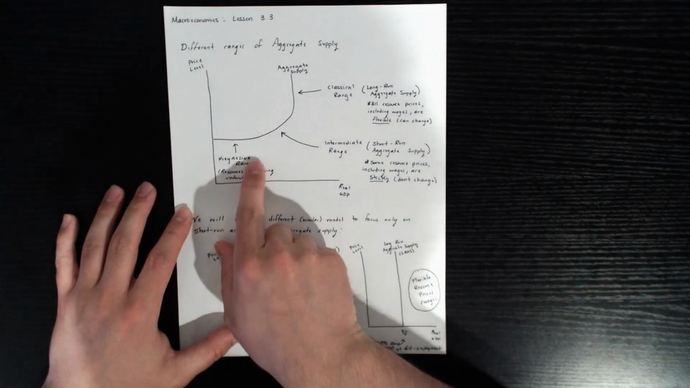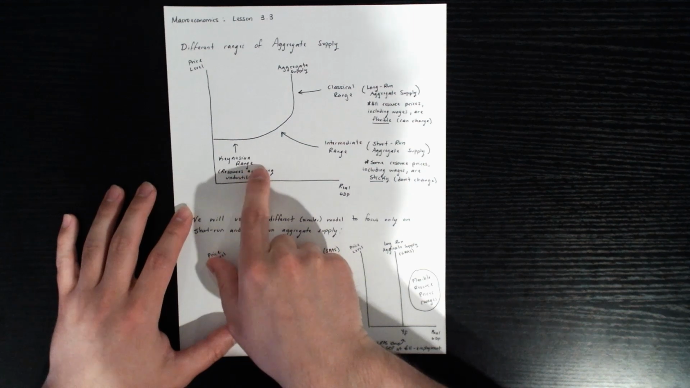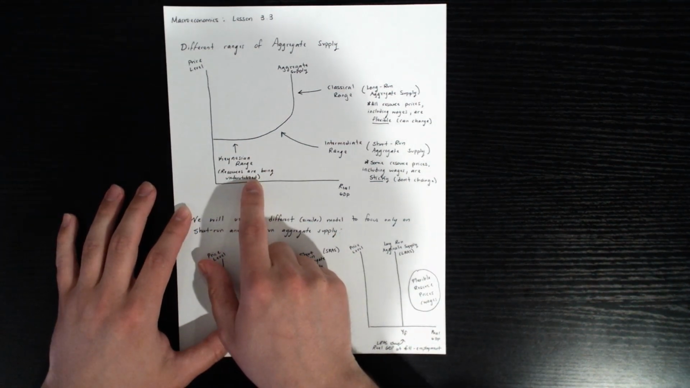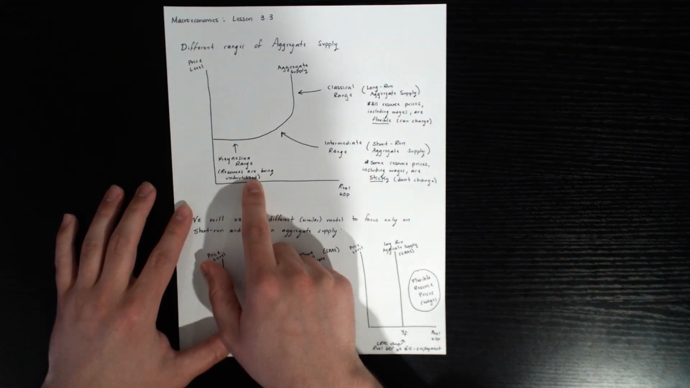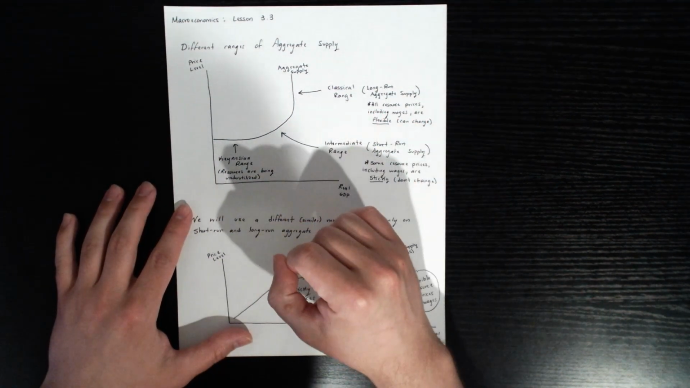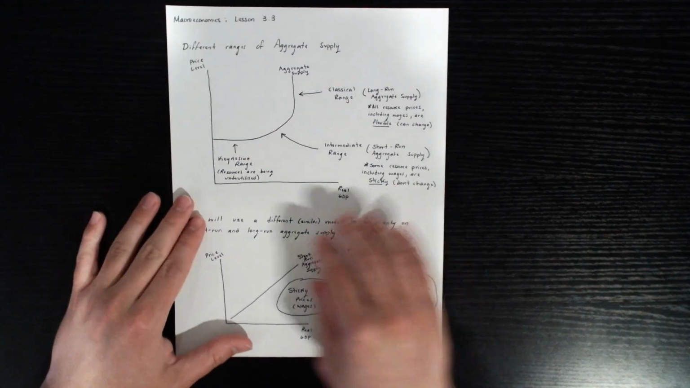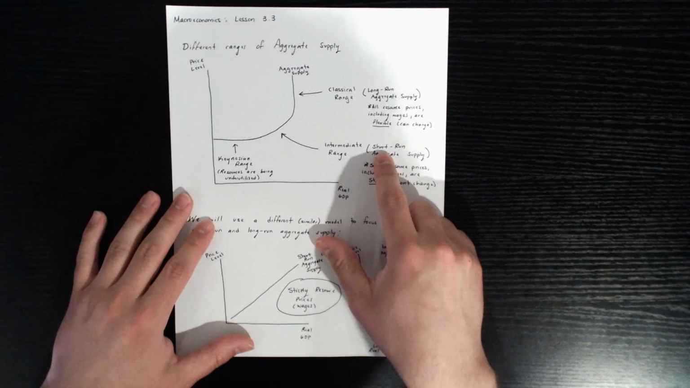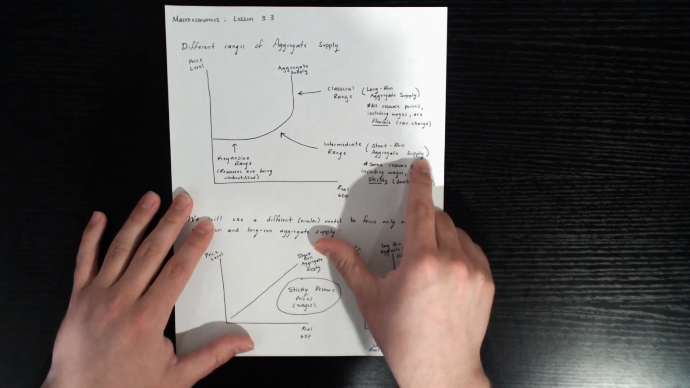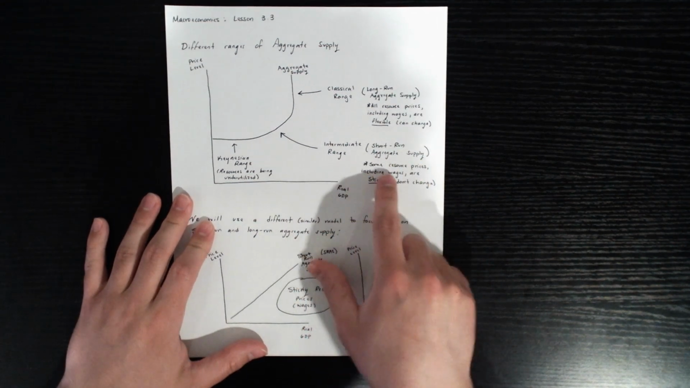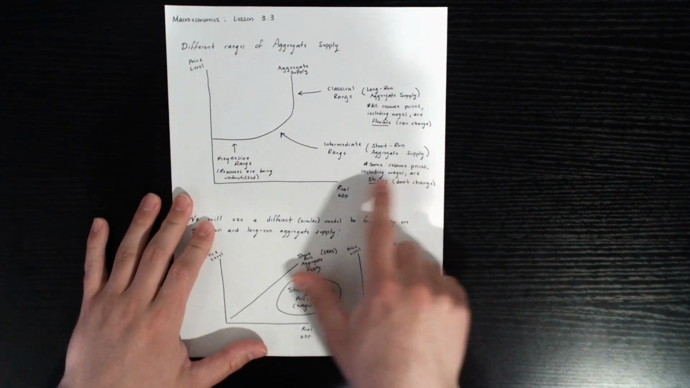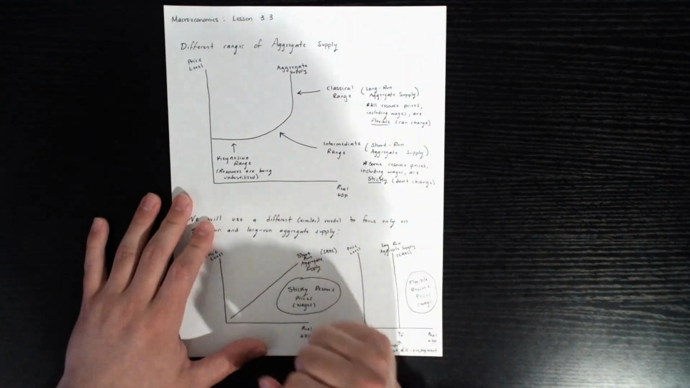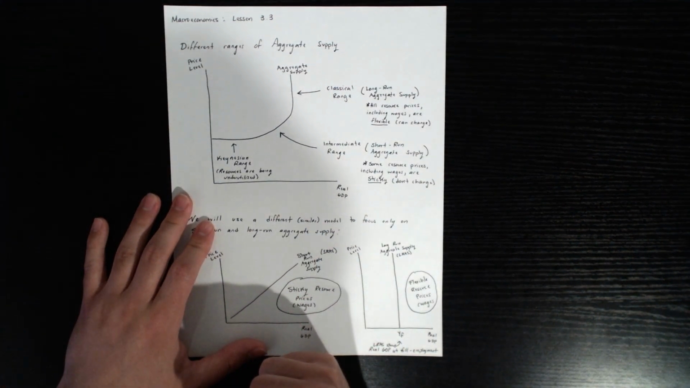First, we have the Keynesian range, and the Keynesian range shows us aggregate supply when resources are being underutilized, like a very excessive amount of people being unemployed. Then we have the intermediate range, which we are going to call short run aggregate supply. And this happens when some resource prices, including wages, are sticky, which means they don't change when other prices change.